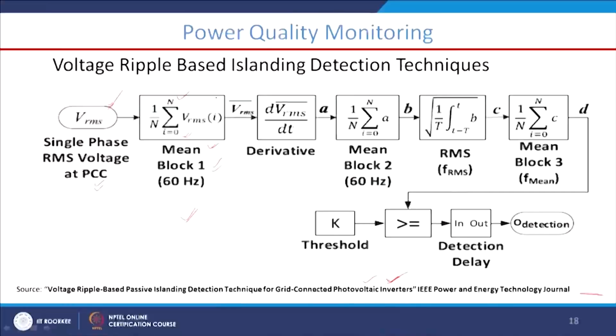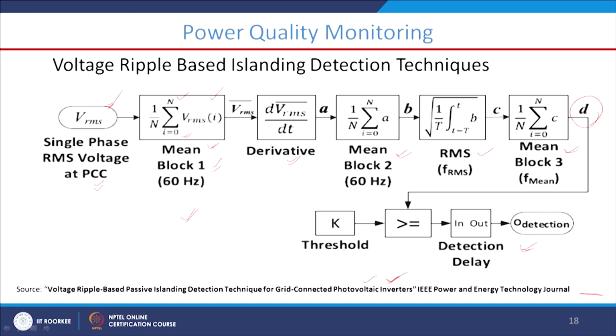After taking this one cycle average of the Vrms, we send it to another block where we take the derivative of this RMS voltage and then the mean, and again we take the integration, and finally again the mean of this integration value. If this final D is greater than or equal to a certain threshold, then we declare that there is some islanding condition; otherwise, if it is below the threshold, there is no islanding.